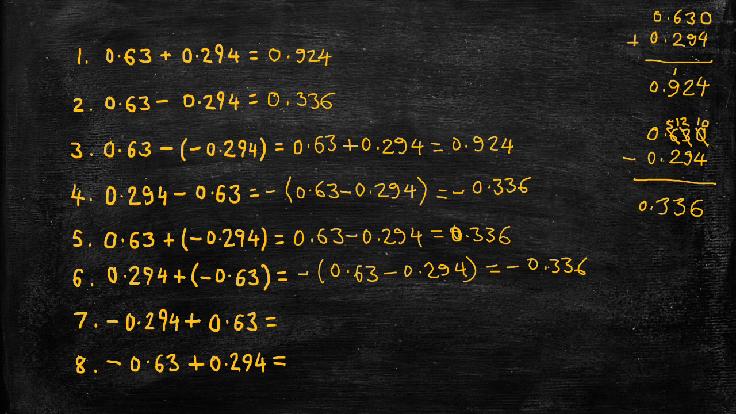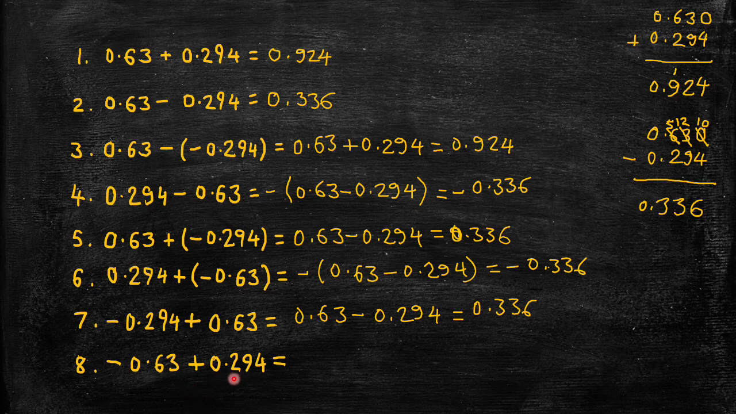So what we do here is recognize that this is actually the same as if we just switch these numbers around. We can see that it's actually a subtraction problem, not an addition problem. And we've already solved this problem a number of times. It comes to 0.336. Okay, last one.